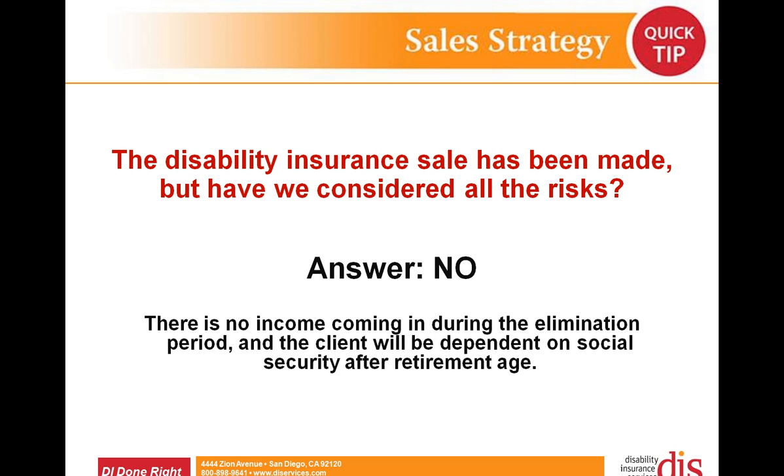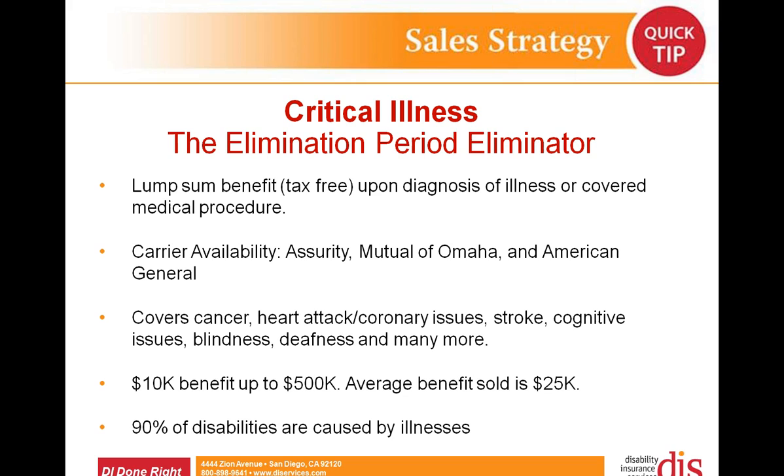So let's first start off by talking about critical illness. Another word we use for it, or a slogan or a saying, is the elimination period eliminator. As I just pointed out, most DI policies that are sold have a 90-day wait. Here's another thing you may not know. Once you fulfill that elimination period of 90 days, the client does not get a check on the 91st day. That's when the benefit actually begins to accrue, day 91 to day 120. The first time a client actually sees a check from DI is on day 120.